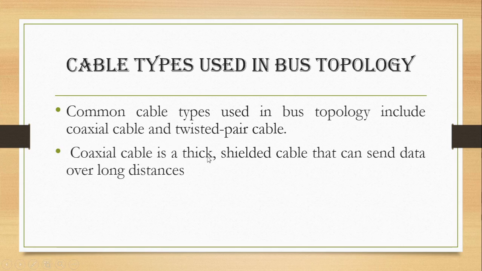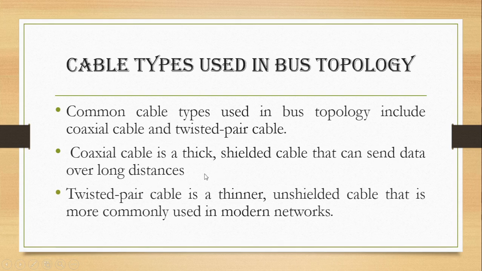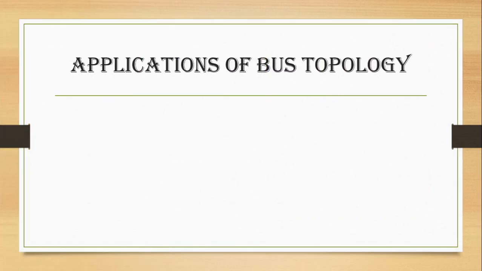Here coaxial cable is a thick shielded cable that can send data over long distances, and twisted pair cable is a thinner unshielded cable that is more commonly used in modern networks. So the cables that we are going to use in the bus topology are coaxial cable and twisted pair cable. Next, the applications of the bus topology, that is where we are going to use bus topology in the formation of networks.